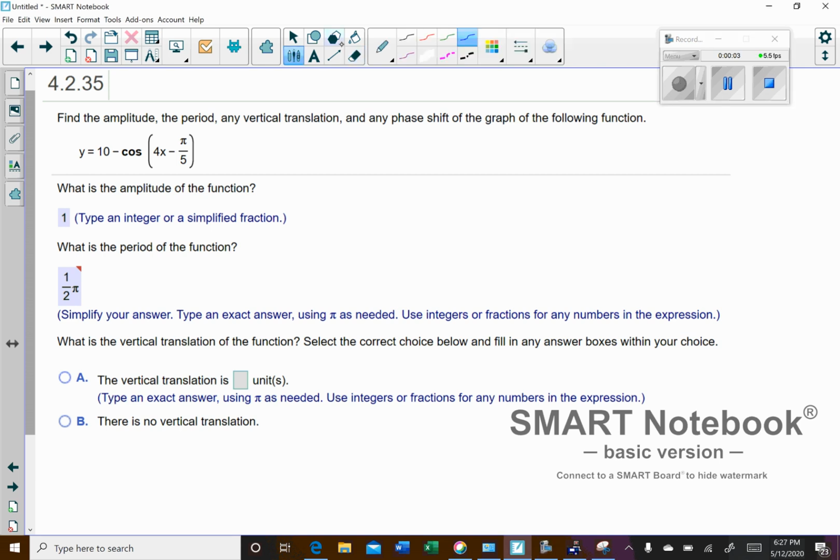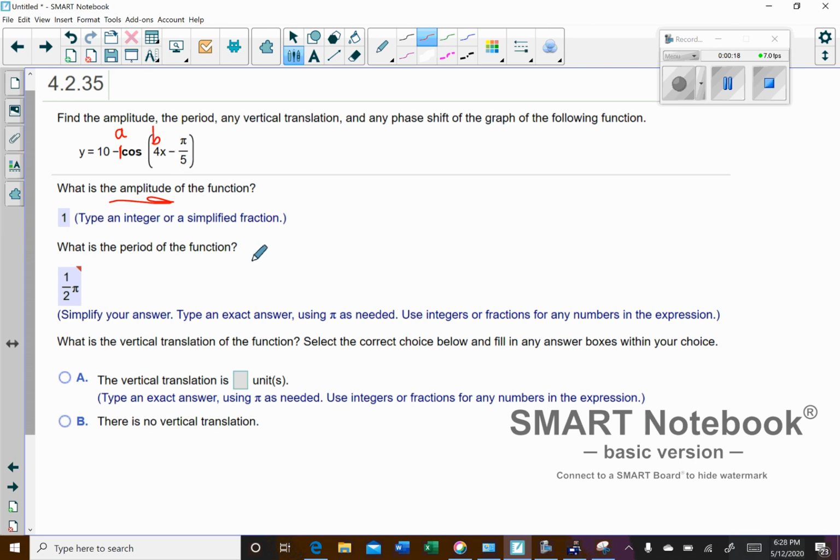Okay, so on this example, the amplitude looks good. This is the value in front, the absolute value. That's our A value. It's -1, but you take the absolute value, so that's good. Now this is our B value in front of X.